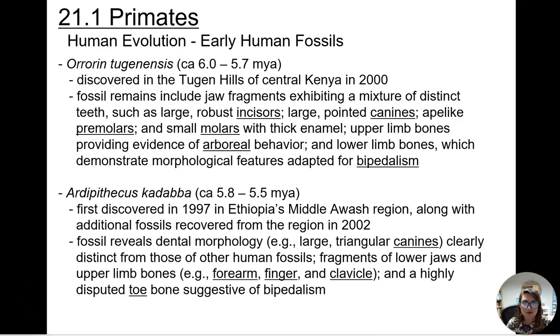Ardipithecus kadabba is going to appear 5.8 to 5.5 million years ago. They were first discovered in 1997 in Ethiopia's Middle Awash region, along with additional fossils that were recovered in the region in around 2002. The fossils revealed dental morphology like large triangular canines, clearly distinct from those of other human fossils. They have fragments of jaws and upper limb bones like the forearm, fingers, and clavicle, and highly disputed toe bones, which are going to suggest bipedalism.